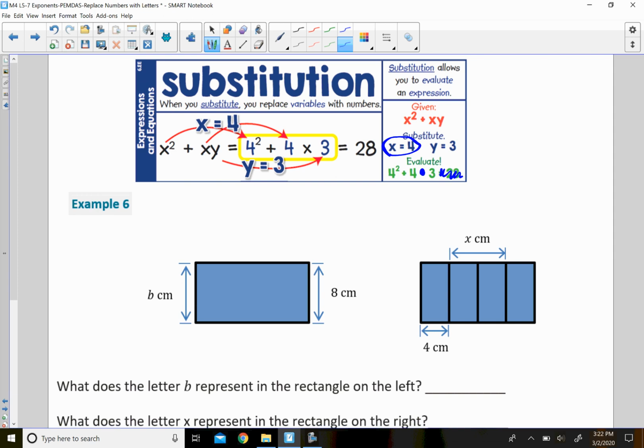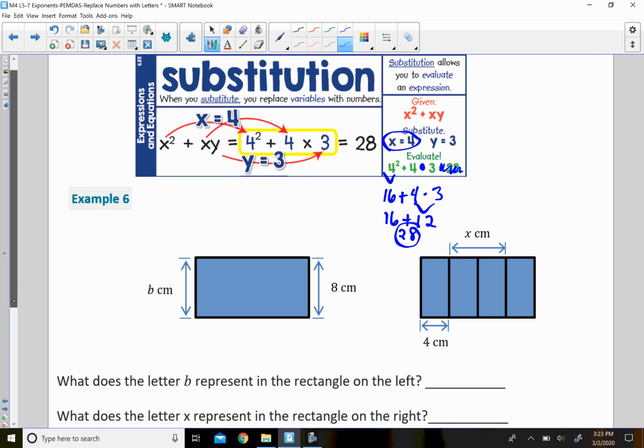Now we don't want an equation, so I'm going to take out that equals 28, and let's go through order of operations. There aren't any parentheses, but there are exponents. 4 squared means 4 times 4, so I have 16 plus 4 times 3. Then the order of operations says to multiply. When I take 16 and add 12, I get 28. So that expression, once I plug in 4 for x and 3 for y, is worth 28.